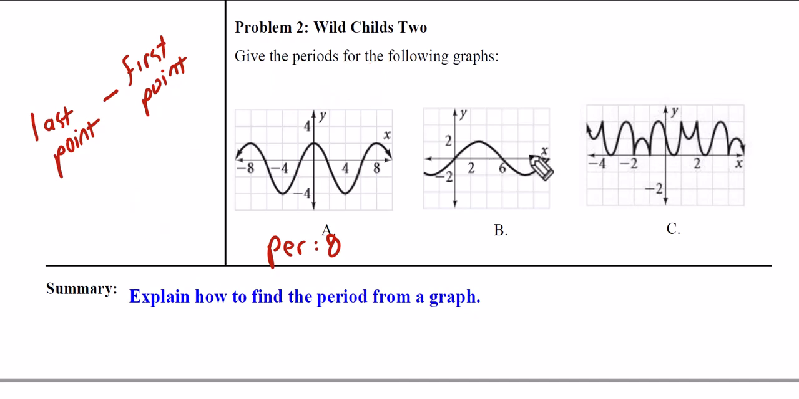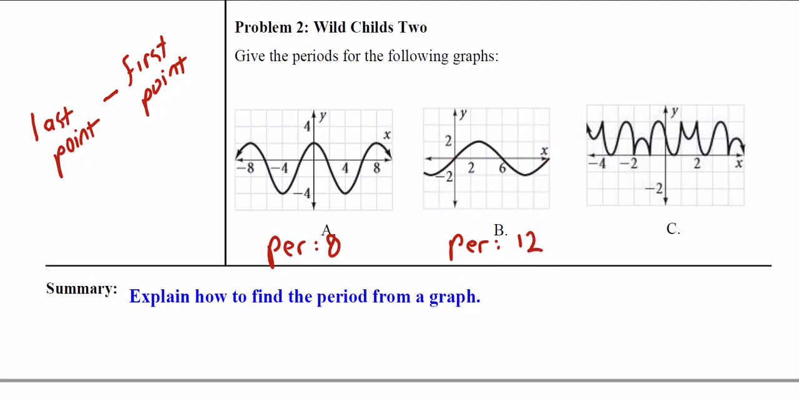Graph B, it's kind of a wider one, so it starts here and looks like it's going to repeat at this point right here. Started at a 0 x value, ended at a 12 x value. We subtract those two appropriately, we get a period of 12.